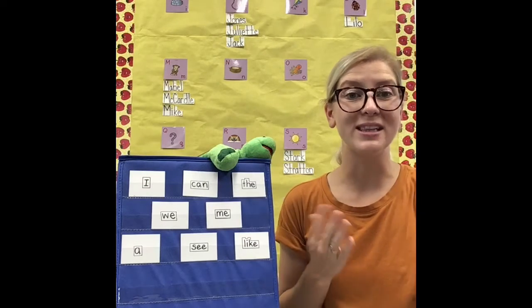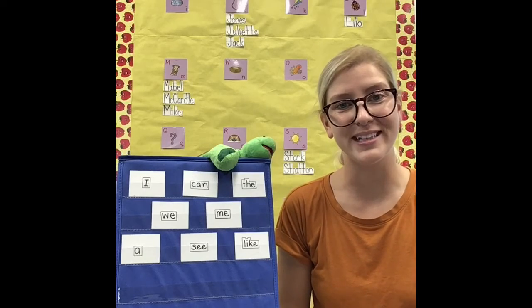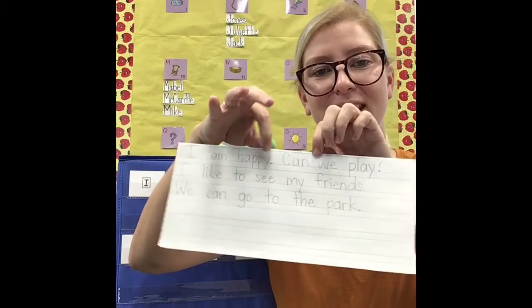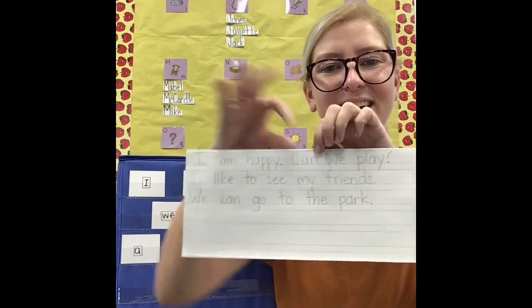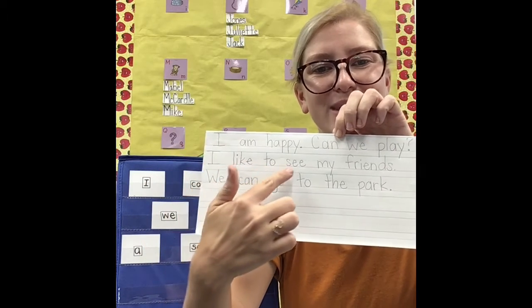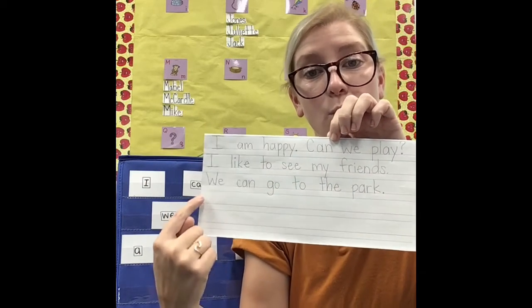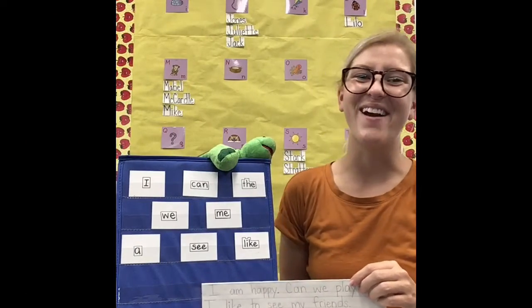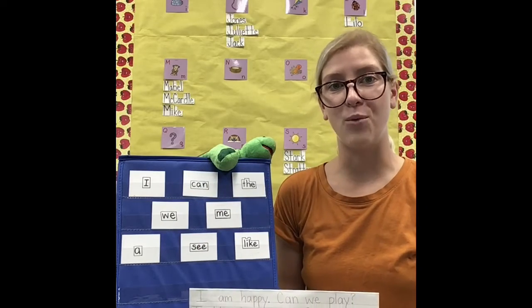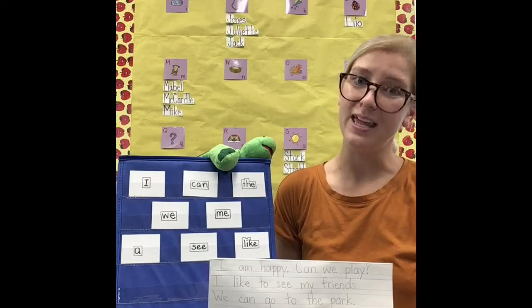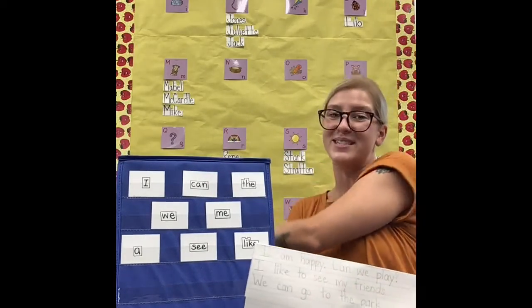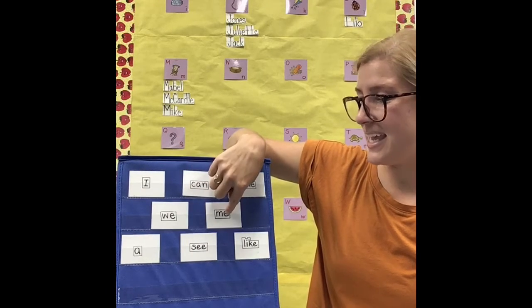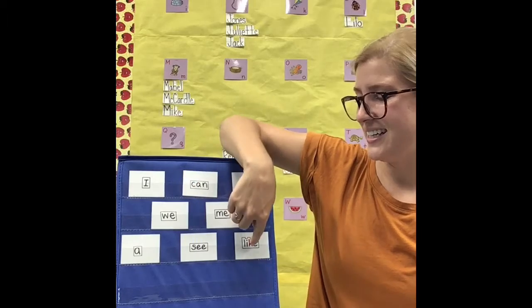Since Mabel said that was her last sentence, we are all finished with the letter from Mabel. I am happy. Can we play? I like to see my friends. We can go to the park. We didn't use all of our sight words in our letter to Spot, but we used some of the words that we know in a snap, and we were able to write them quickly because we know how to spell these words. We know how to spell I, can, the, we, me, a, see, and like.